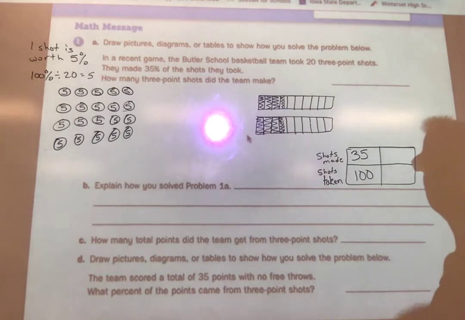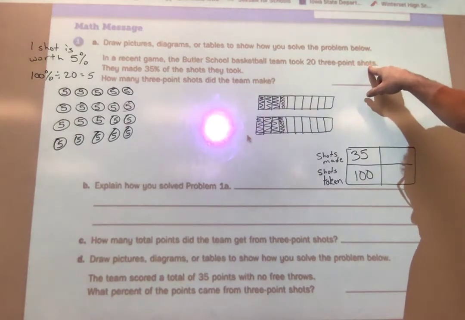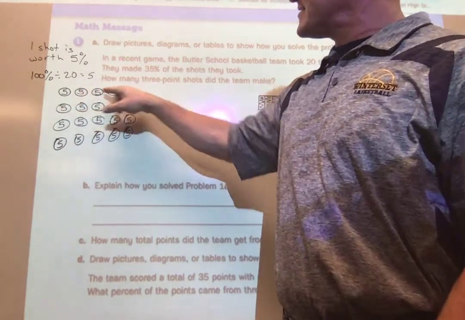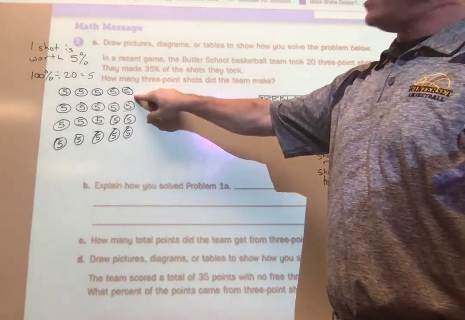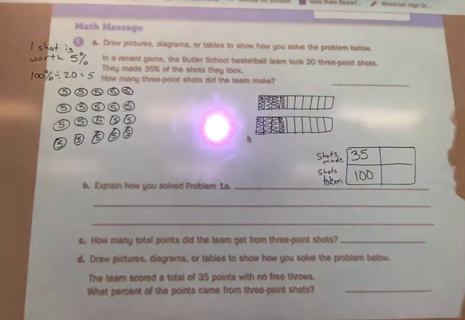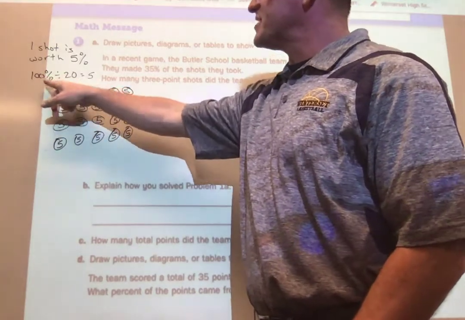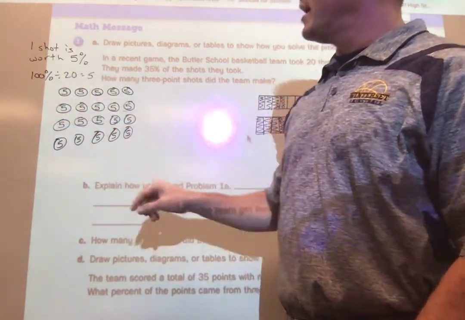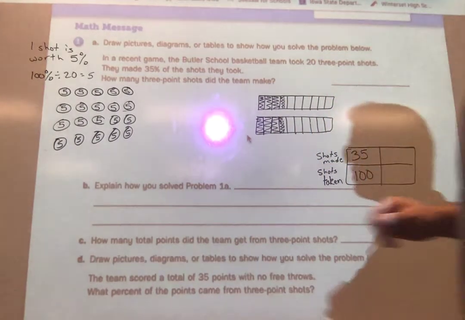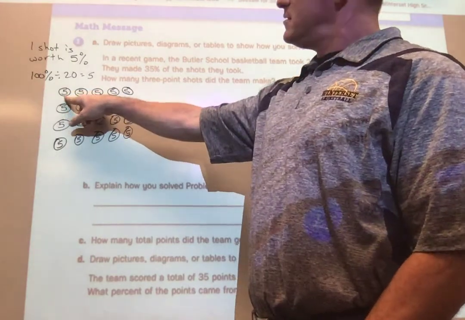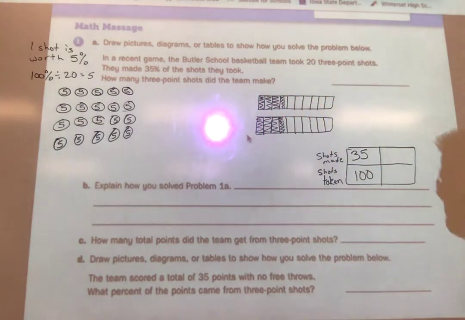Okay, so in this case, I'm going to draw a picture here of the 20 3-point shots they took. All right, so every circle here stands for a shot. So I did 5, 10, 15, 20 shots. Now I put a 5 in each one because I wanted to figure out the percentage that each shot counted for. Okay, so if I took 100 shots, 100% of my shots divided by 20, because I took 20 shots, that tells me those 20 shots are all worth 5%, right? Because 20 times 5 is 100. Every shot made there is worth 5%, right?